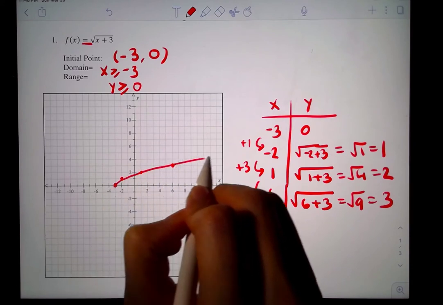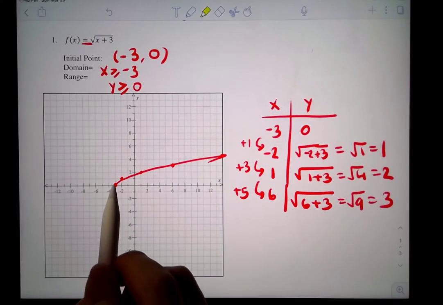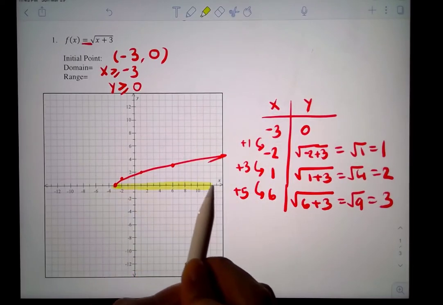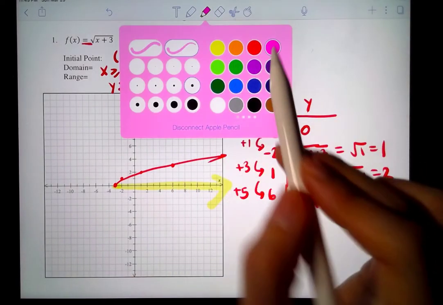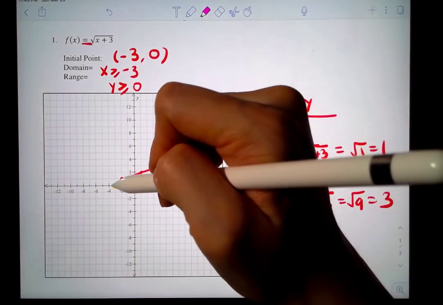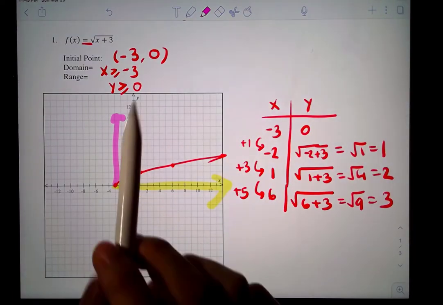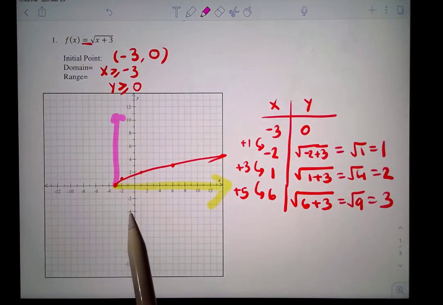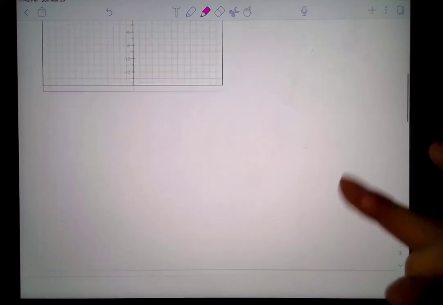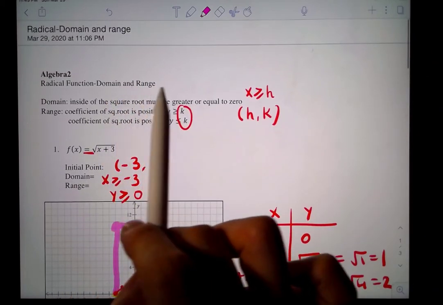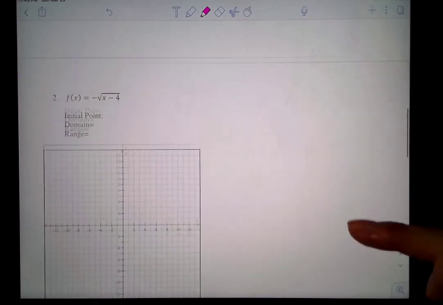Okay, so look, my domain, my possible x values, is everything greater than this, which is negative 3, right? And my y value, my range, is everything greater than this, which is greater than or equal to 0. All right. Oh, guys, copy this one in your notebook. This part, I want you to have it in your notebook and your examples so that you can use it on your homework.